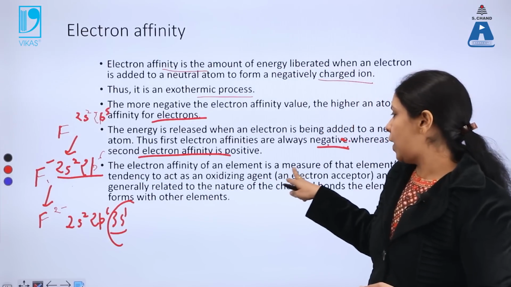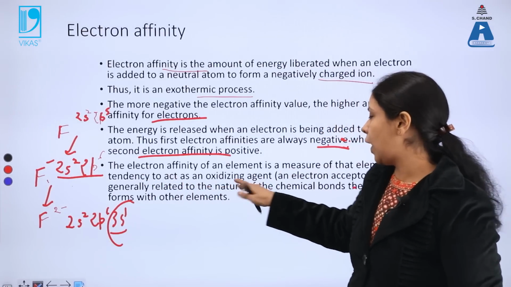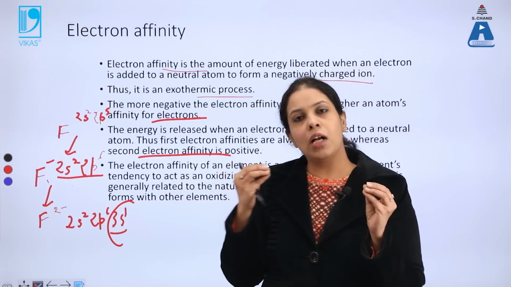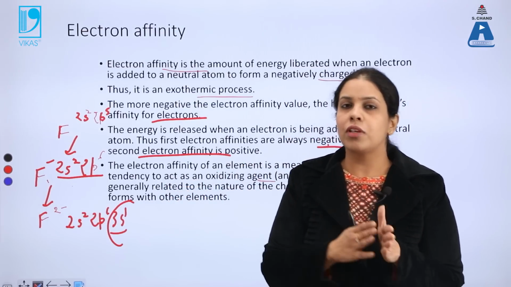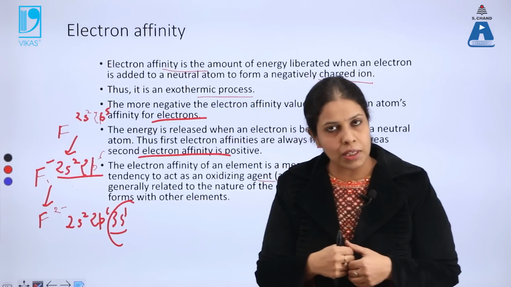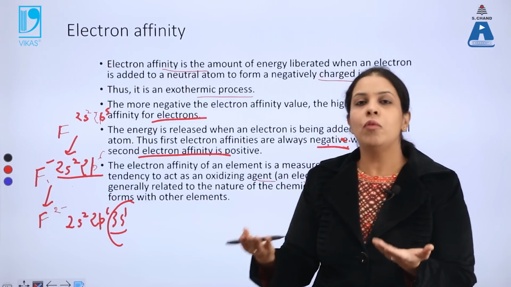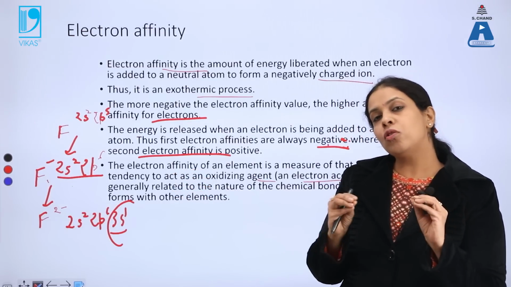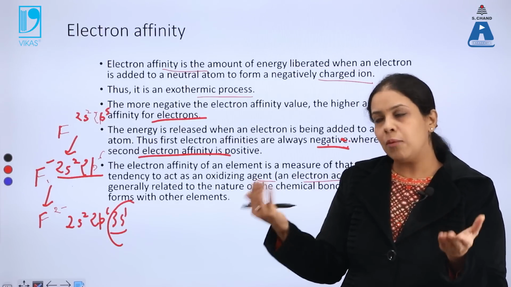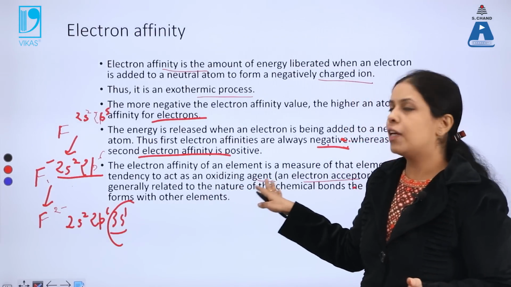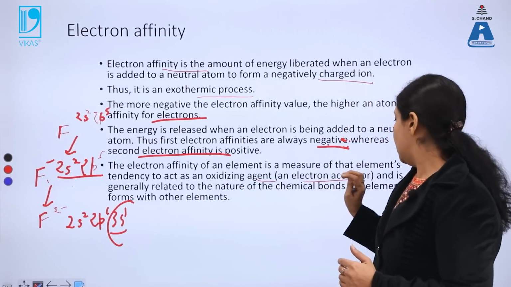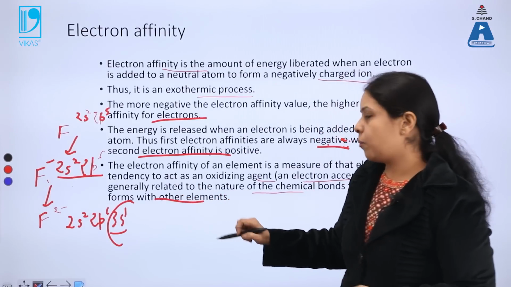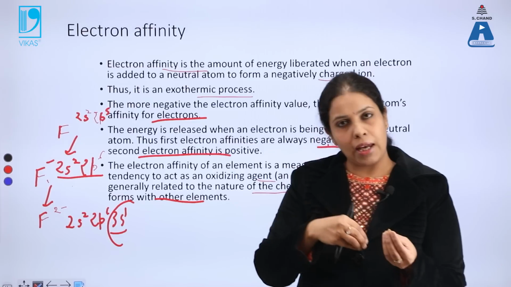The electron affinity of an element is a measure of that element's tendency to act as oxidizing agent, electron acceptor. In redox reaction, we know there are oxidizing agent and reducing agent. Oxidizing agents are those which can easily accept electron. Reducing agents are those which can remove electron from the system. So when electron affinity value is great, that means those compounds or those elements can be easily used as an oxidizing agent in different redox reaction. And it is generally related to the nature of chemical bonds the elements form with other elements. So it is very important whether it can accept those electrons.